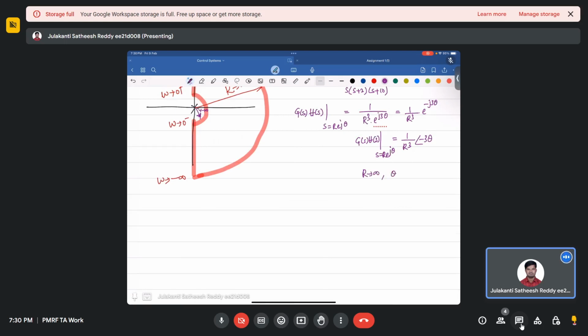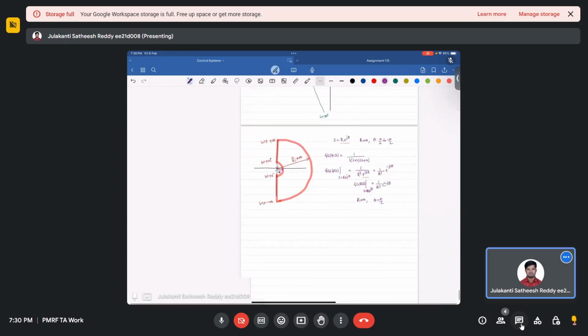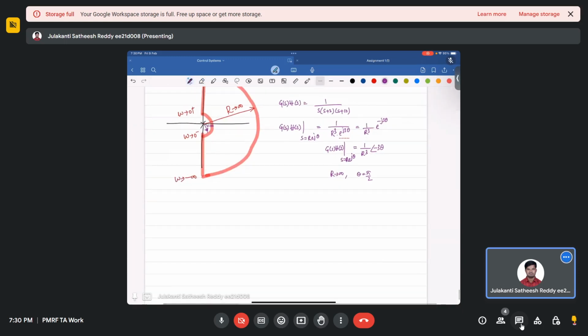And theta is equal to plus pi by 2 when R tends to infinite. So what is actually happening? What is its value? g of s h of s will become, as R tends to infinite, 0 magnitude, and the angle will become minus 270, right? And when theta is minus pi by 2, it is the same magnitude, but the angle will become 270.